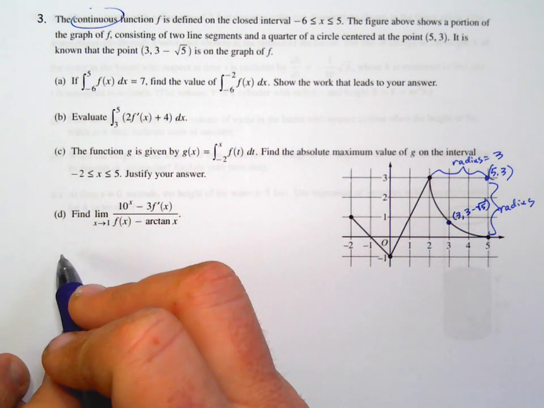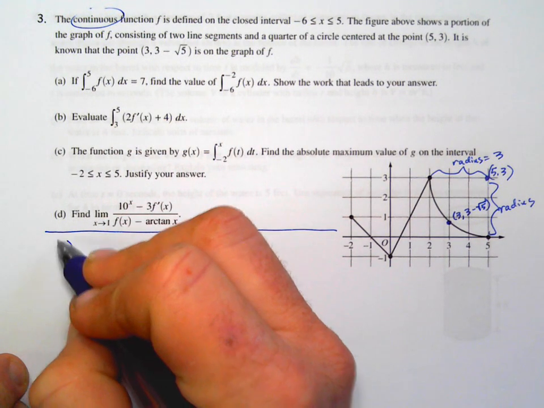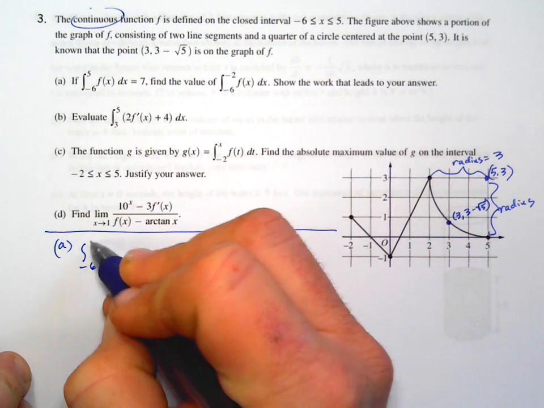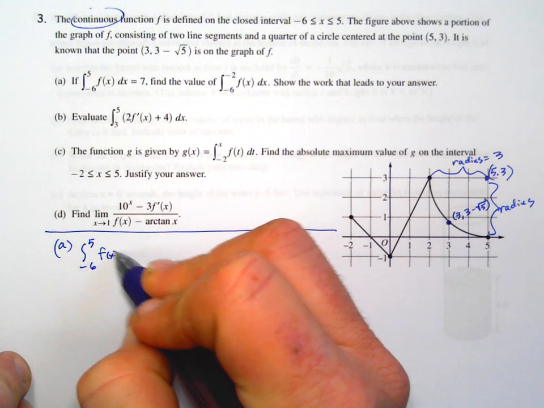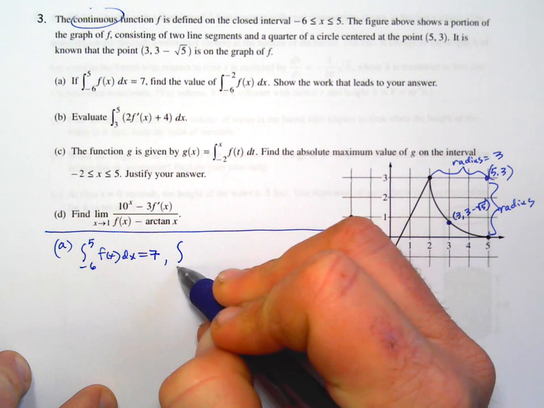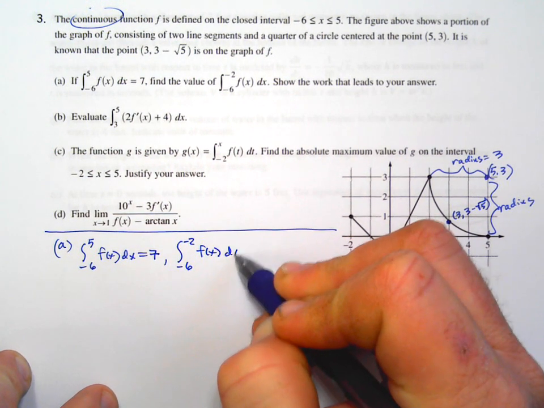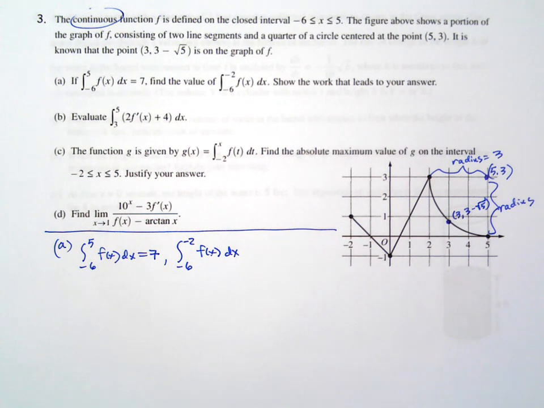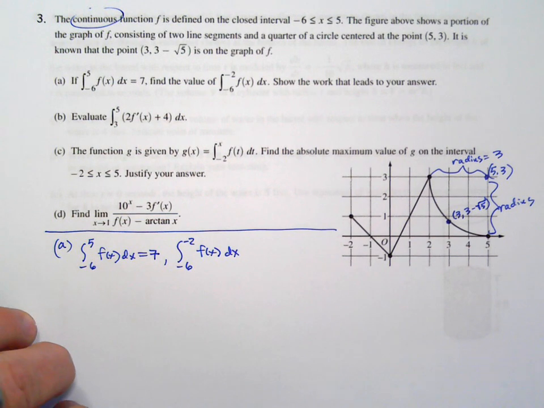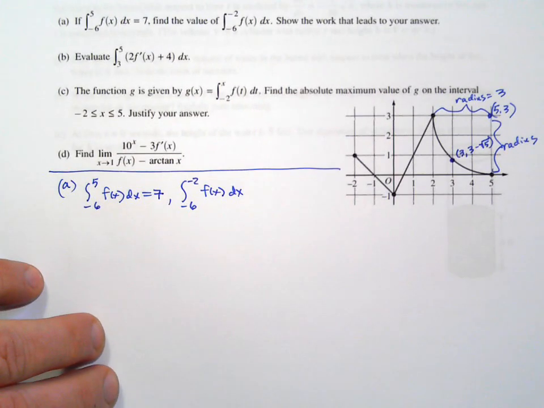Part A says: if the integral from negative 6 to 5 of f of x dx equals 7, then find the value of the integral from negative 6 to negative 2 of f of x dx. Show the work that leads to your answer, which means show it nicely, and label it.